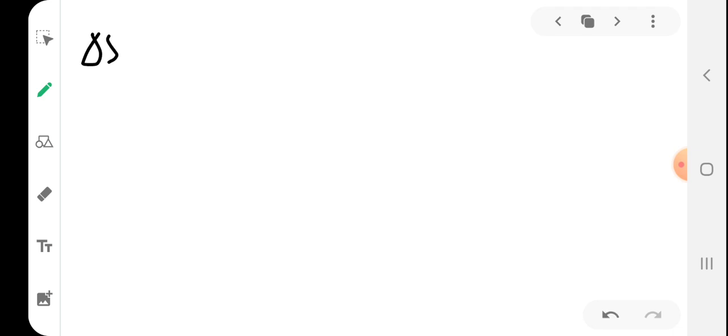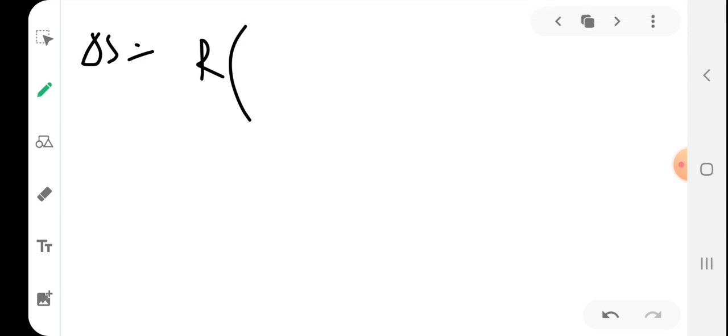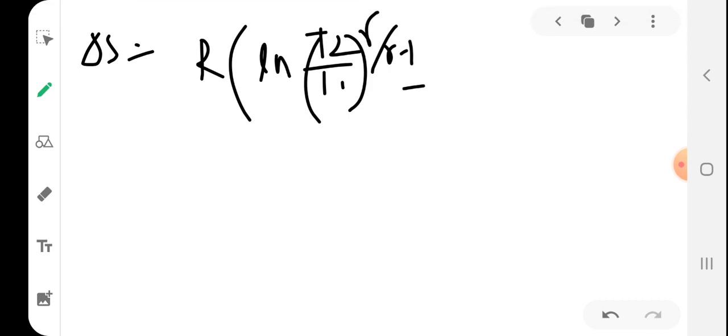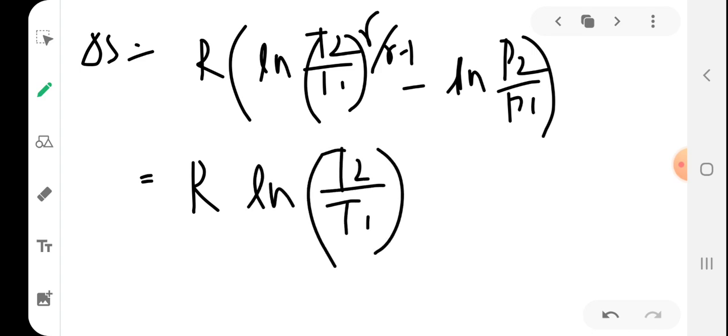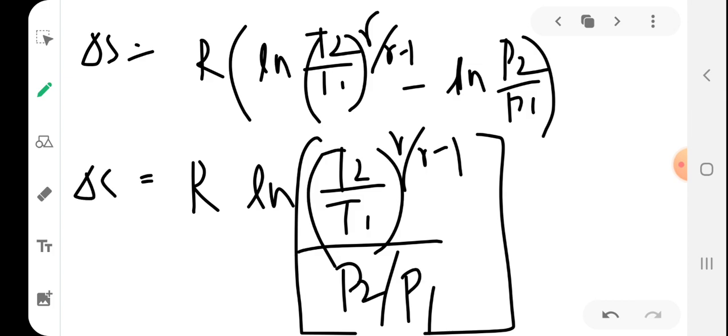Delta S is equal to R, which can be taken outside, to get log T2 by T1 raised to gamma by gamma minus 1 minus log P2 by P1. R is taken outside, since log A minus log B is nothing but log A by B. So it will become R log of T2 by T1 raised to gamma by gamma minus 1, by P2 by P1. So this equation will become in this way.